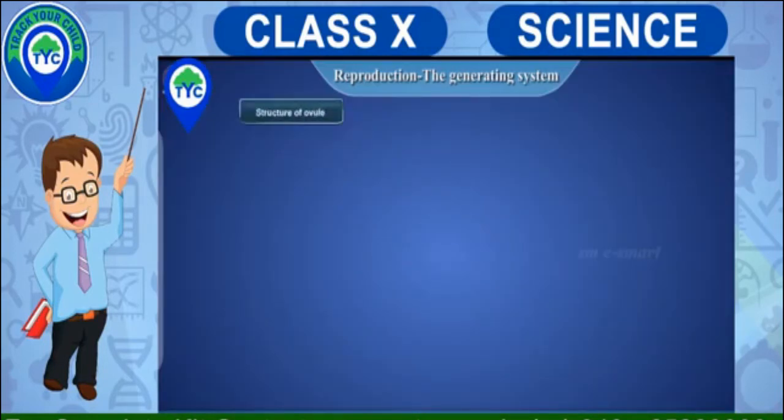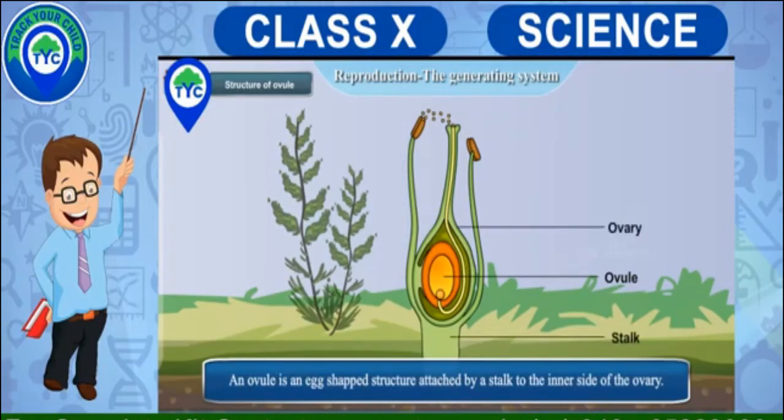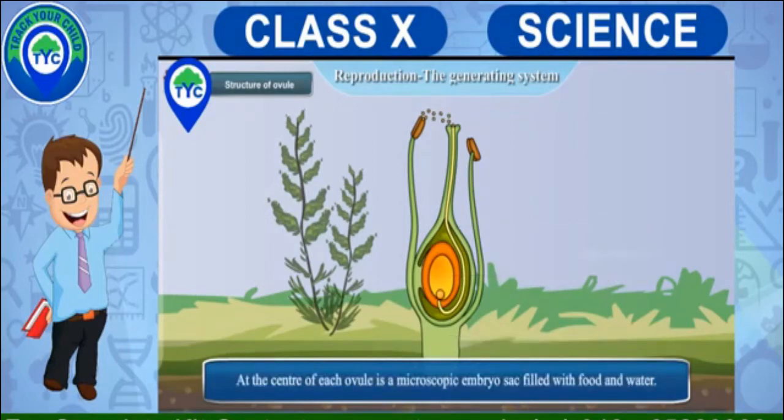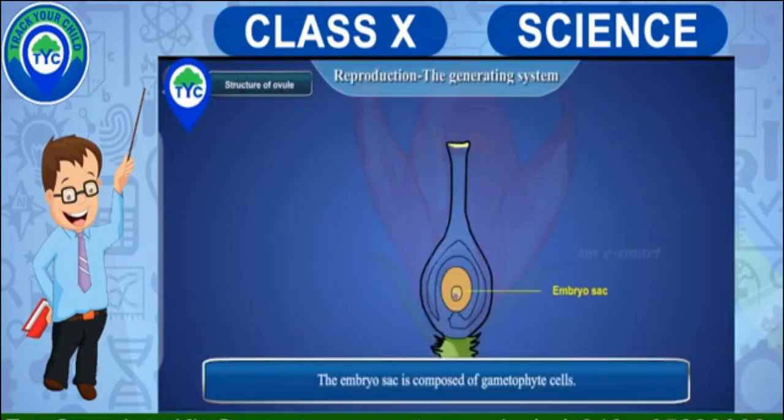Structure of ovule. The given diagram is the structure of an ovule, which is present in the ovary of a plant. An ovule is an egg-shaped structure attached by a stalk to the inner side of the ovary. Depending upon the species of plant involved, an ovary may have 1, 2, several, or even hundreds of ovules. At the center of each ovule is a microscopic embryo sac filled with food and water. The embryo sac is composed of gametophyte cells.